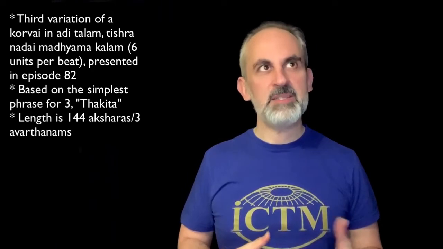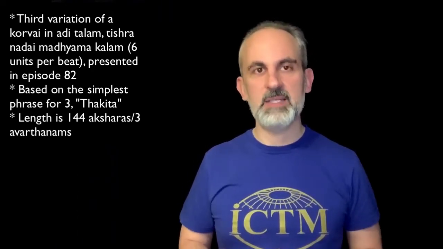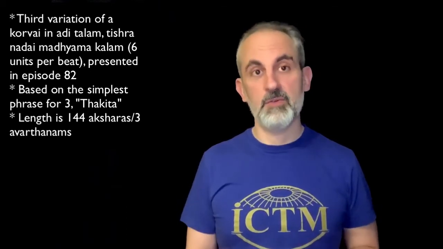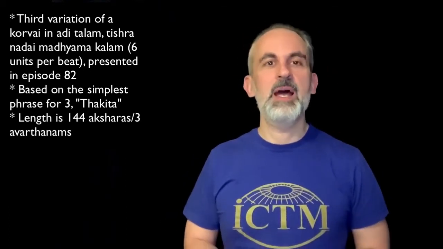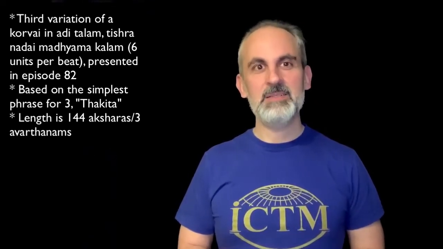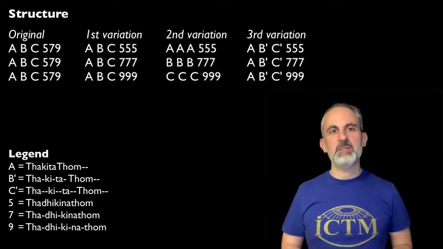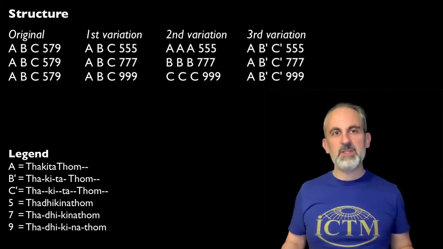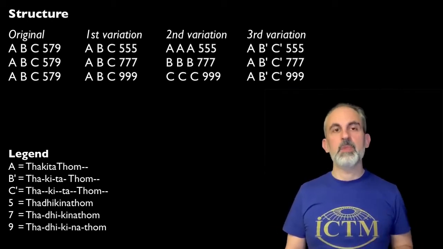It is centered around the most simple way of reciting. We have to recite a phrase for 3, which is Thakita. So there are a lot of them, Thakita. And its length is still 3 avartanams long, aka 144 aksharas.